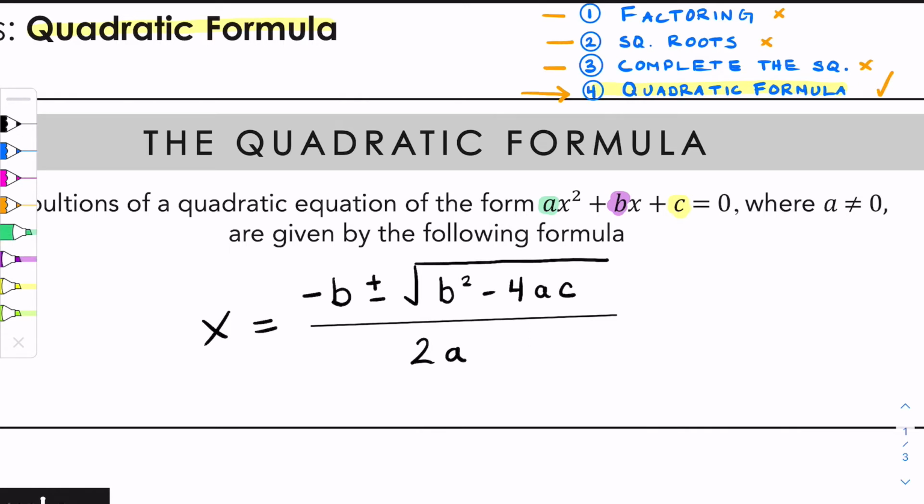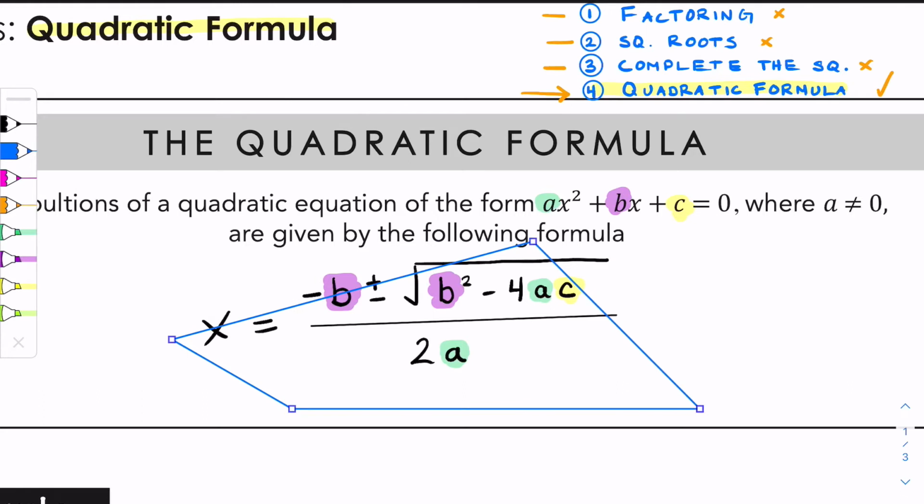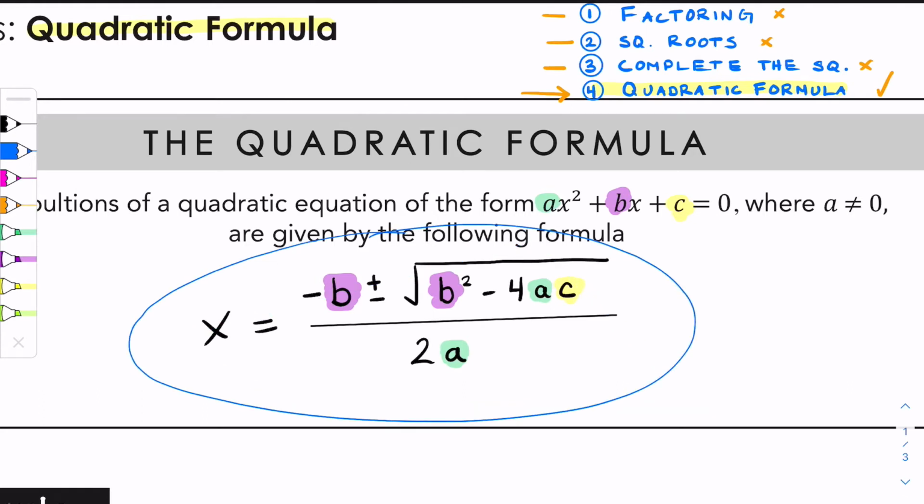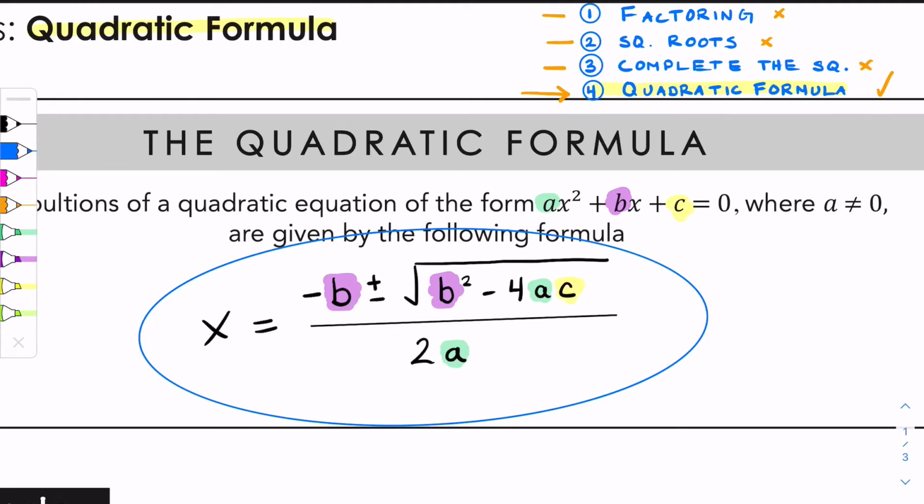Our a value, highlighted in green right here, occurs underneath the square root sign and in the denominator. Our b value, highlighted in purple, occurs outside of the square root in the numerator and underneath the square root sign. And our c value occurs only once, under that square root symbol. This is the equation you fill in to solve a quadratic equation using the quadratic formula.